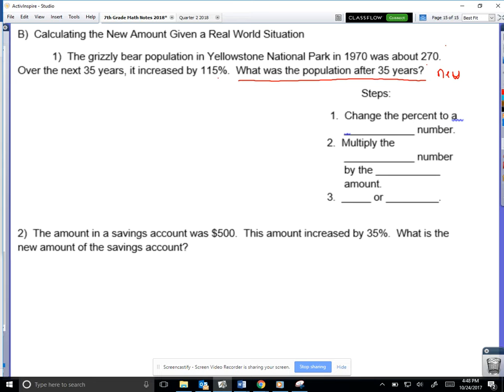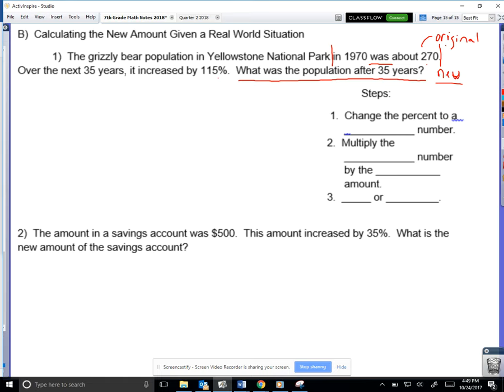All right, I'm going to go through here and highlight my math facts. In 1970, okay, there were about 270 bears. All right, so that's going to be the original. Was is kind of the key word that tells us that's the original. Okay, so this is the original amount. That's how many bears there were. And now we're going to try and find the new amount of bears.